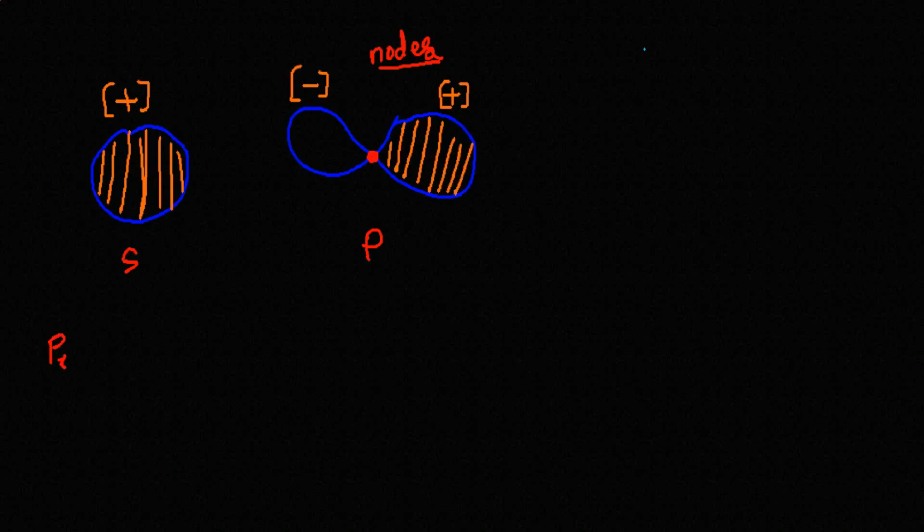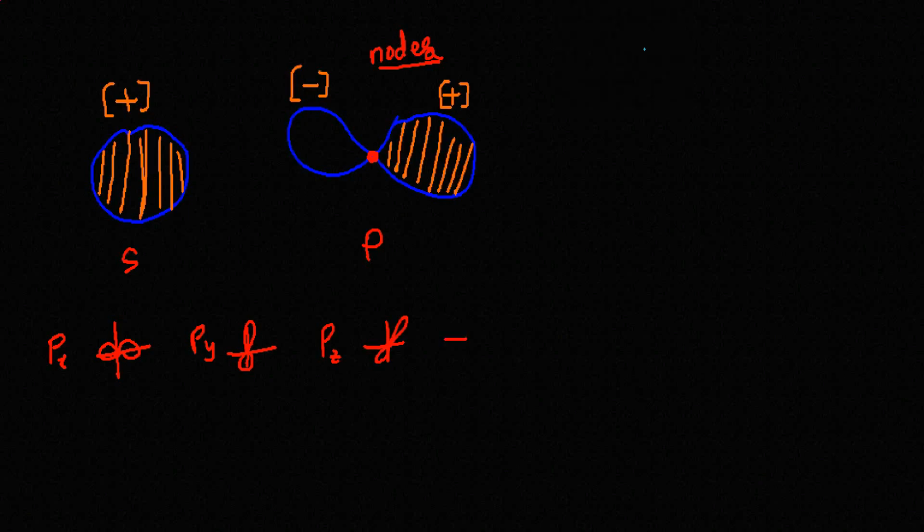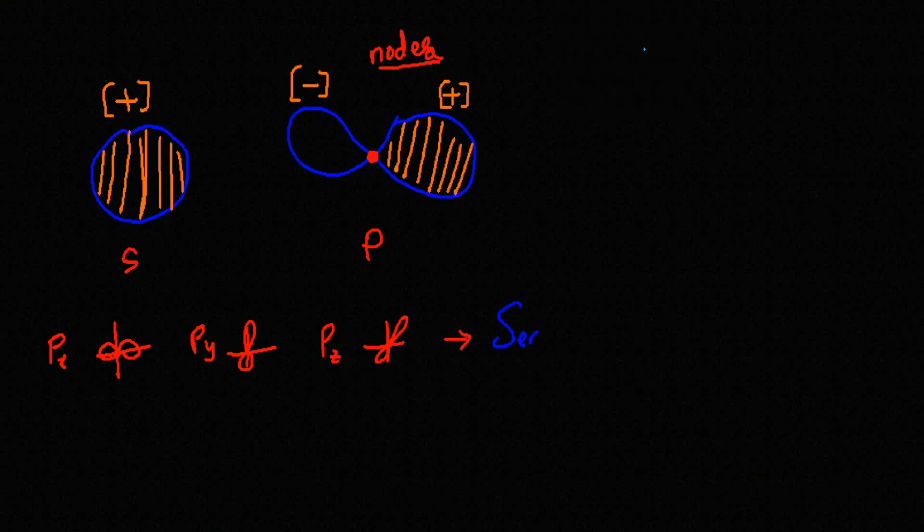In case of p-orbital, there are three p-orbitals: px along the x-axis, py along the y-axis, and finally pz along the z-axis. So here in p-orbital, the probability of finding an electron is greatest along the x-axis, y-axis and z-axis. Therefore, you can say that p-orbital has a sense of direction. When you're trying to find electrons, they are mostly present on these axes, x, y and z.